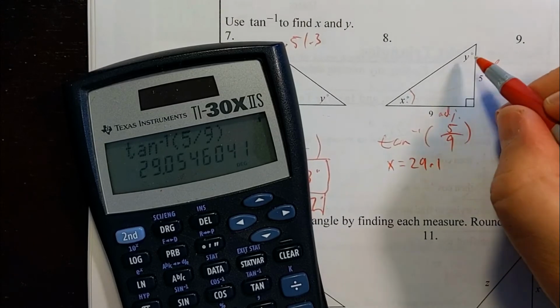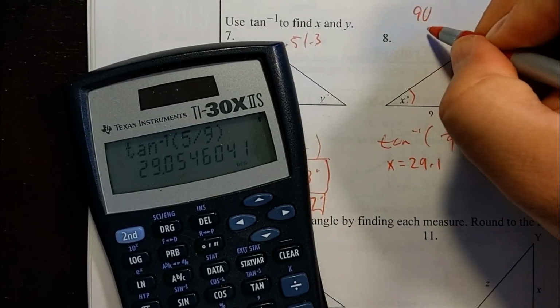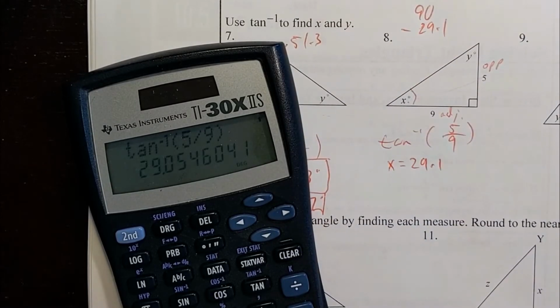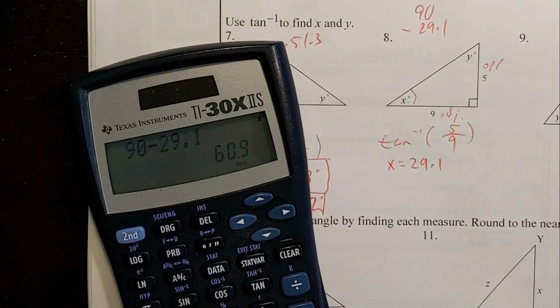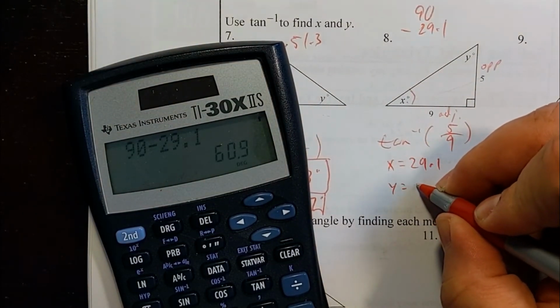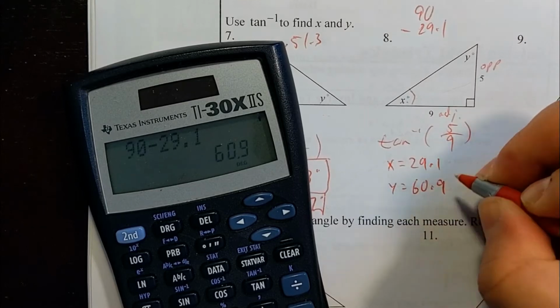And once again, to find y, I can do 90 minus 29.1. So 90 minus 29.1, and I get 60.9. That's going to be my other angle, so y is going to be 60.9.